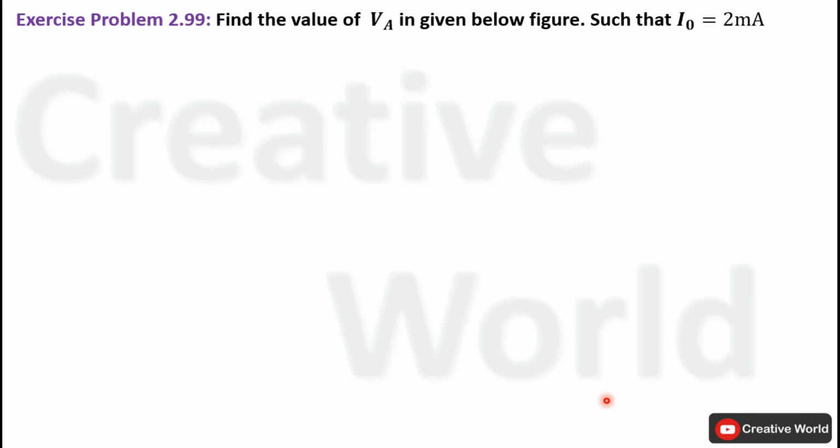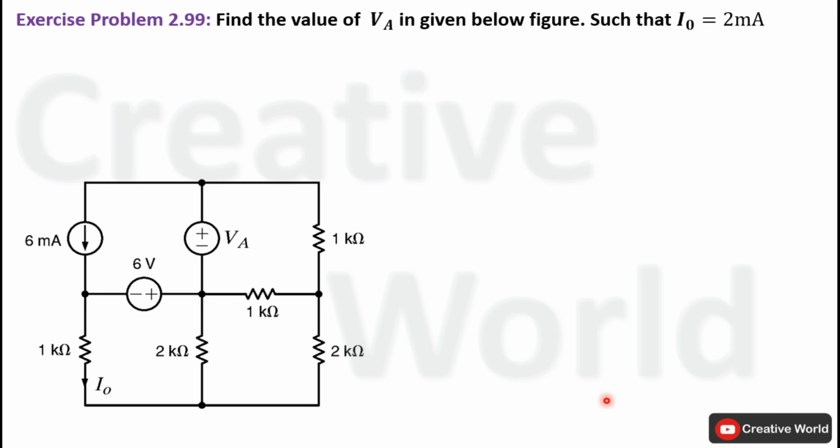Exercise problem number 2.99. Find the value of voltage VA in the figure given below, such that the value of current I0 in this figure is 2 milliampere. This is the circuit diagram of the given problem.